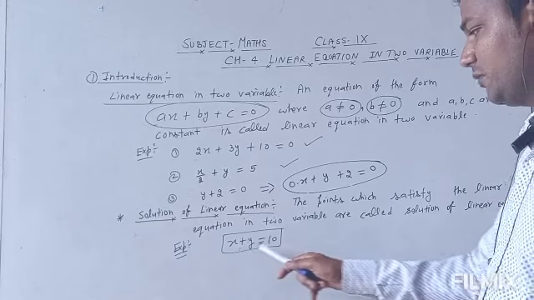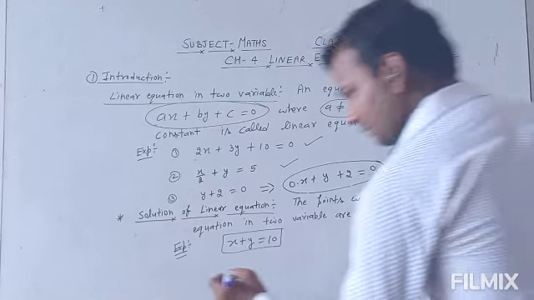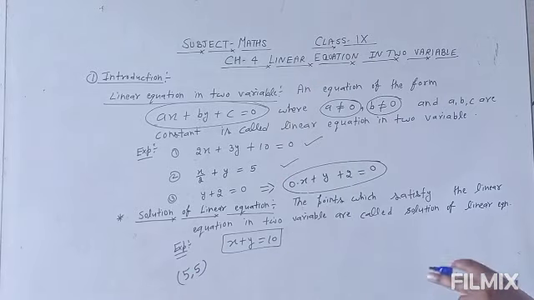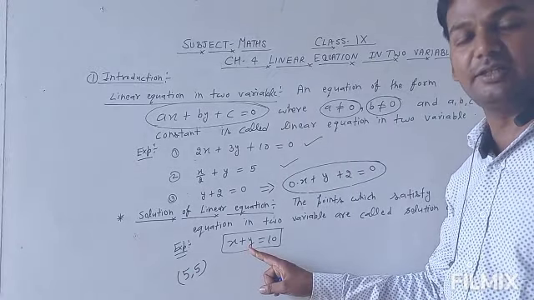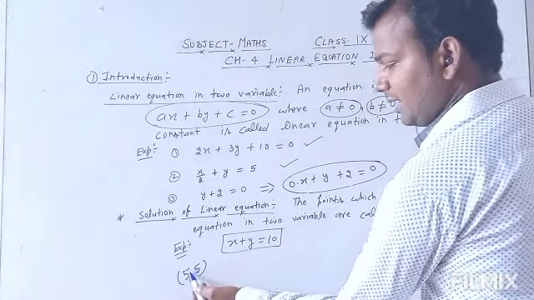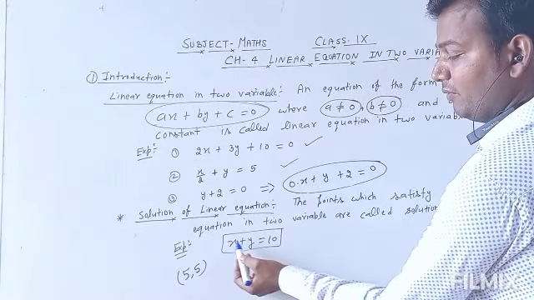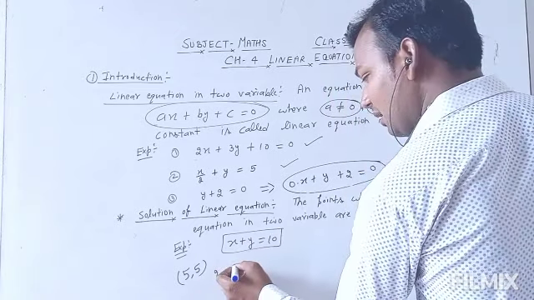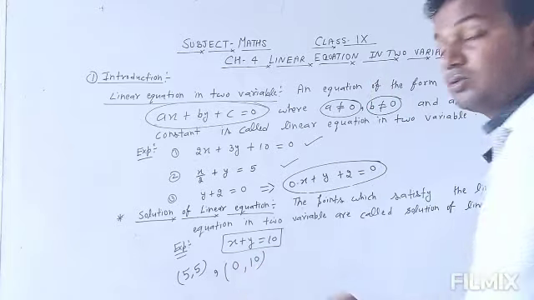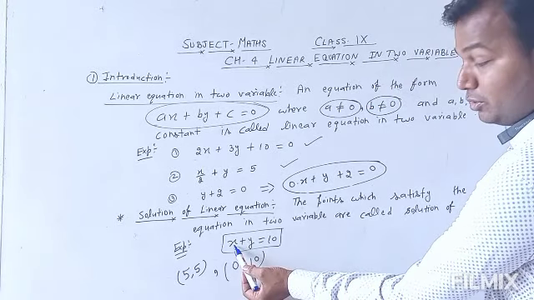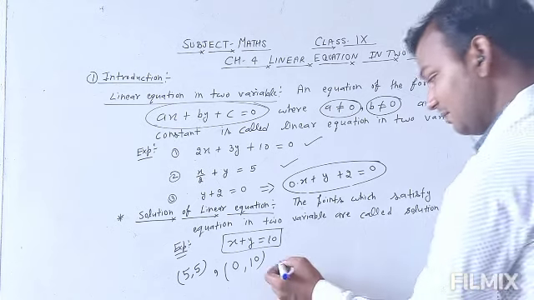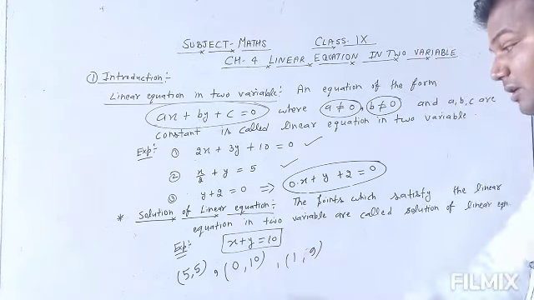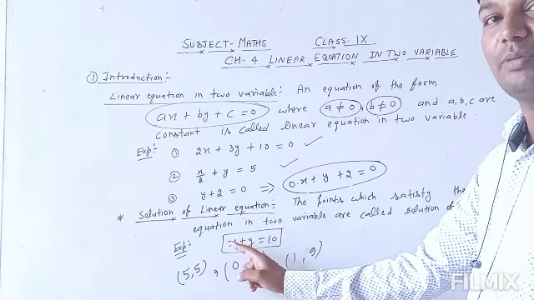फॉर एग्जांपल x plus y is equal to 10. Okay, I am taking (5, 5). (5, 5) is a solution of this linear equation because the value of x is 5, the value of y is also 5, and 5 plus 5 is 10. So this is a solution of this equation. Okay, (0, 10) is also a solution. Put 0 here, 0 plus 10 is always 10. Okay, (1, 9) is also a solution of this equation. Put 1 here and 9 here, 9 plus 1, 10.